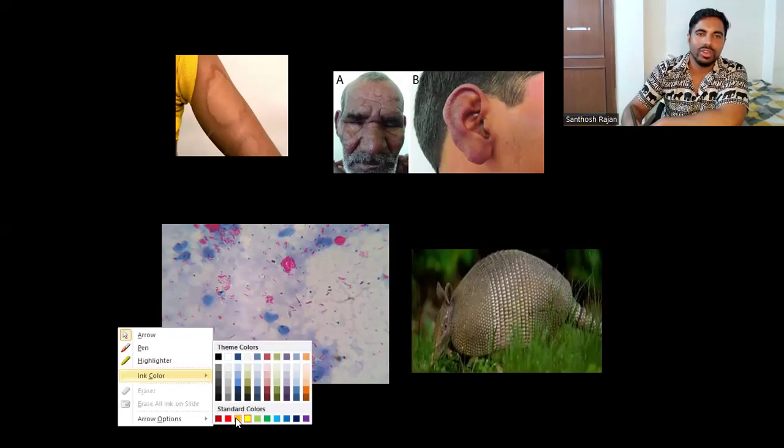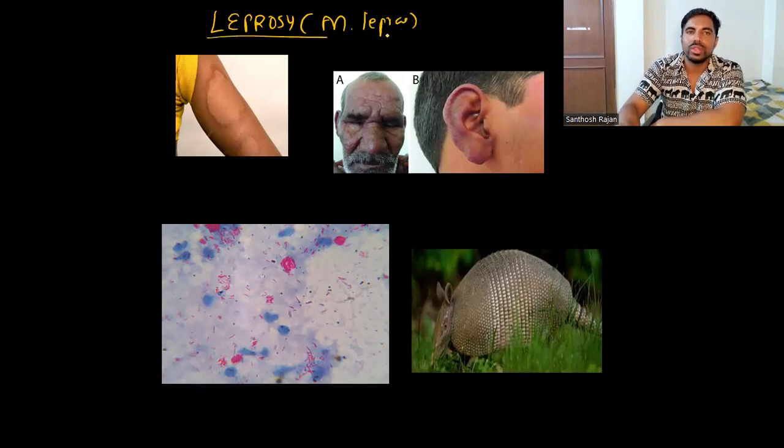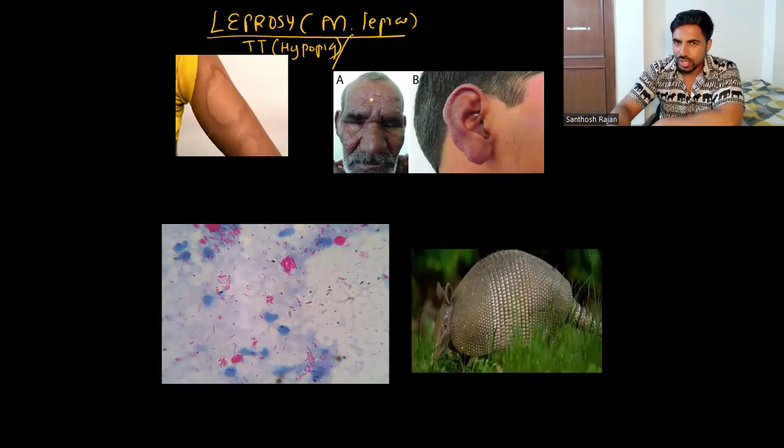Now looking at this picture, you should say it is leprosy. It's caused by Mycobacterium leprae. So here, the first one is the TT type. TT is basically the hypopigmented rash type. And here is your LL type, the final leprosy type, the real one, you call this leonine facies. So this is LL type, you know that one. Here immunity is low, here immunity is high, so TT basic.